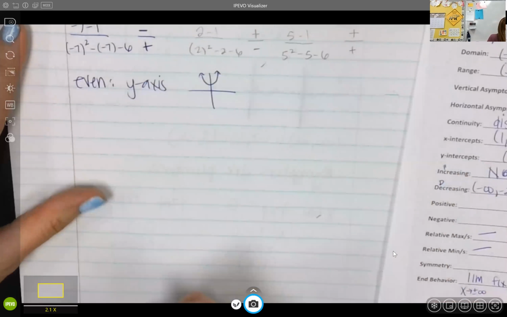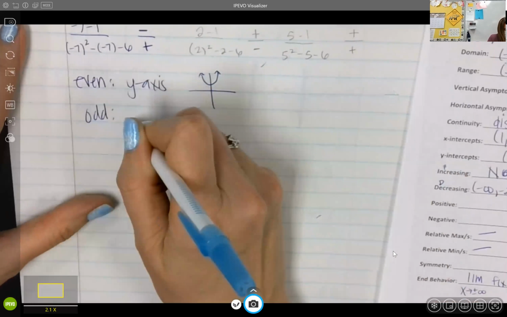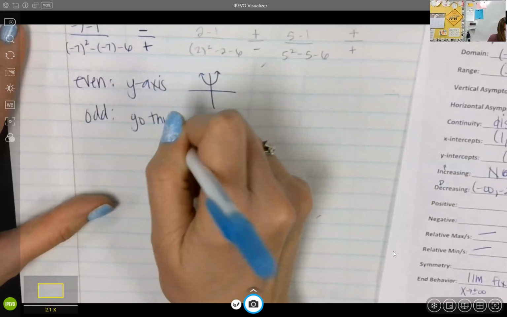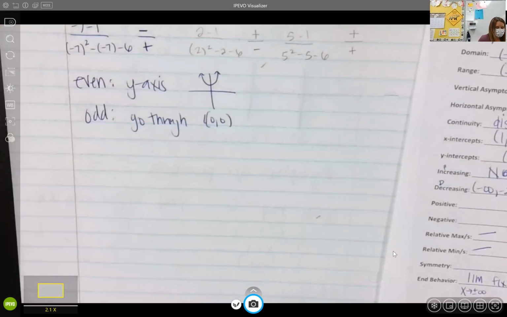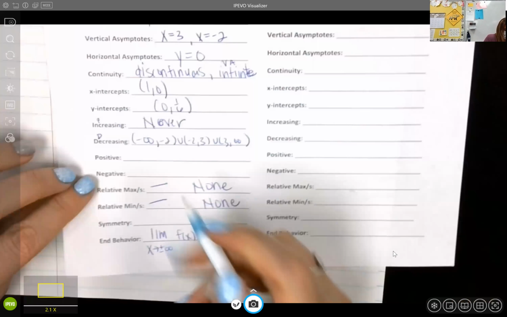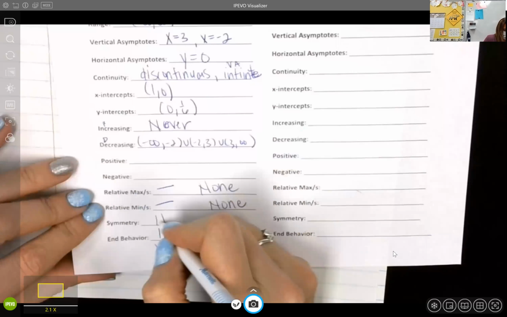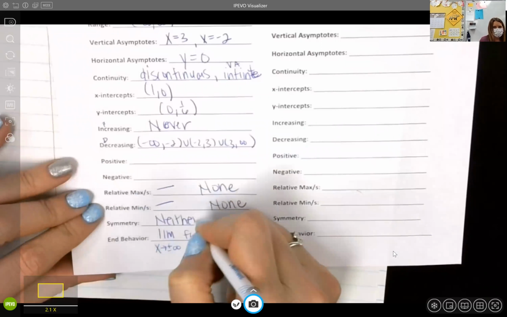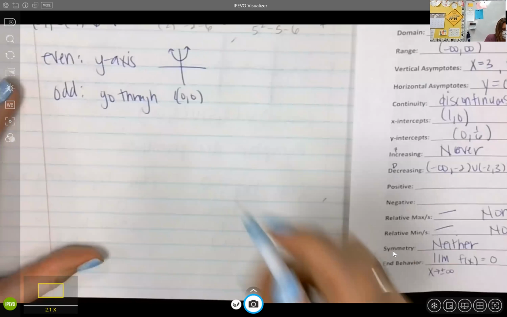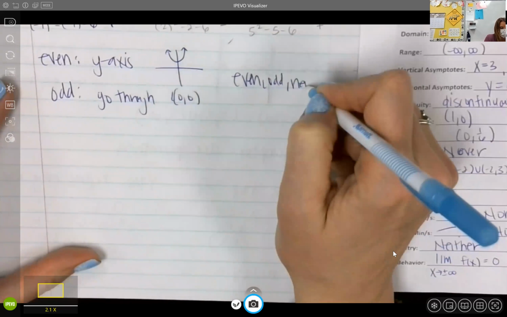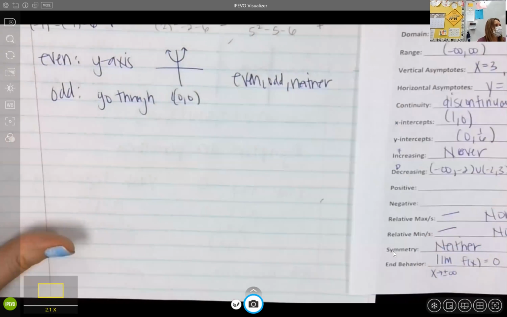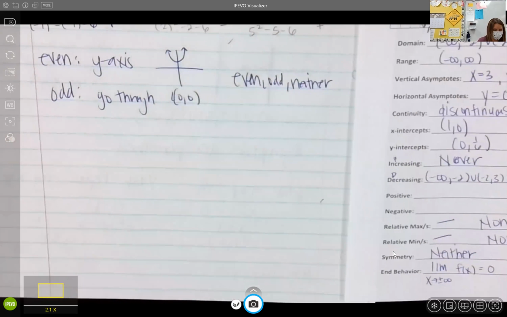And then odd has to go through 0, 0. Okay, so it's not even, it's not odd, so I write neither. So symmetry is either even, odd, or neither. It has to be one of those. You can't ever do two of them.